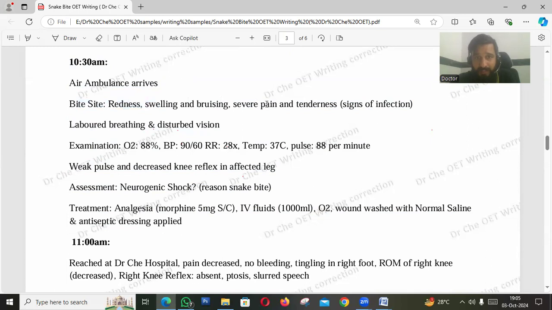Redness, swelling, bruising, severe pain, signs of infection, labored breathing, disturbed vision. On examination, O2 saturation is low, you will mention this. Blood pressure is low, you will mention this. Temperature is okay, you don't need to mention. Pulse is normal, you don't need to mention, okay? So what will you mention from the examination? Saturation and blood pressure, okay? Weak pulse is important. Decreased knee reflex in the affected leg, the right leg, is important, okay?